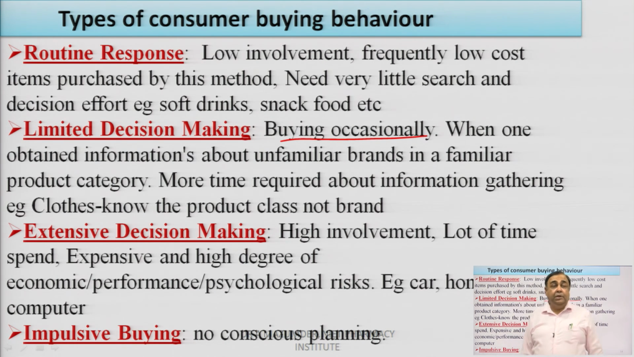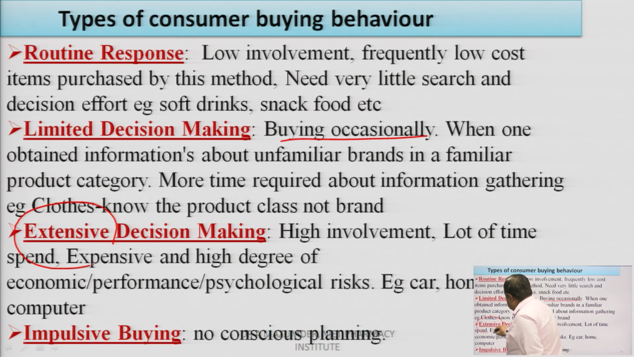Next is extensive decision making. In this extensive decision making, high involvement is there. We are taking a lot of time, because the amount of money which we will be investing is large. That is, the price of the item is very high, an expensive one. So, a high degree of economic performance and psychological risk are there.